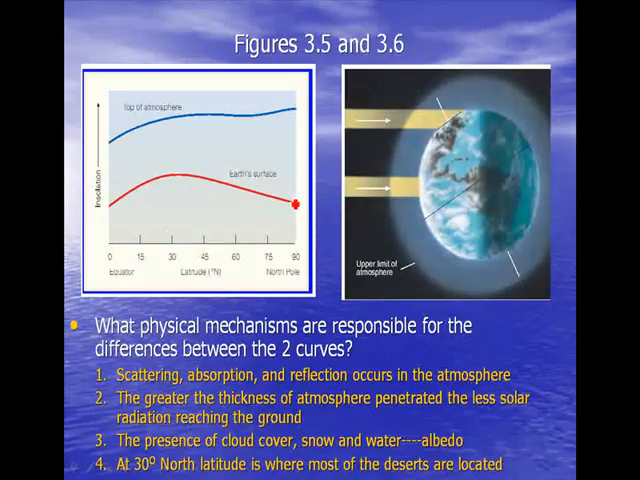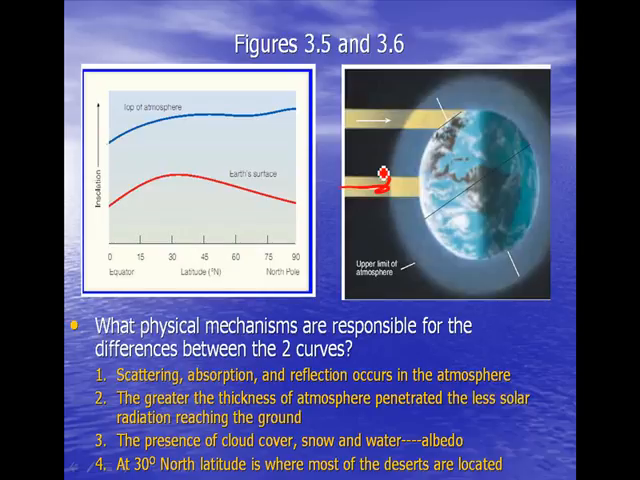So what physical mechanisms are responsible for the differences between these two curves? Well, I hinted in the last slide. Part of this has to do with the radiant energy coming into the atmosphere. As you recall from Chapter 2, some of that energy is scattered back by clouds. Some of it is absorbed. Like I said, ozone absorbs some of that incoming radiant energy very high up. And then some of it's reflected by the particles in the atmosphere, dust, volcanic ash. Things like that will help reflect some of that incoming solar radiation.